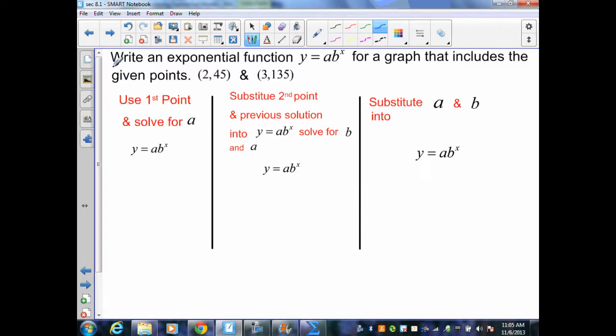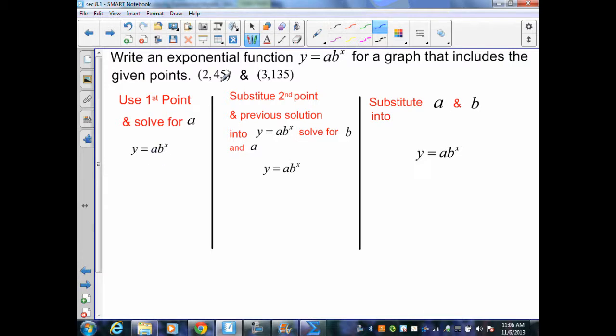In this example, I want to write an exponential function in the form of y equals a b to the x for a graph that includes the given points. Here I have (2, 45) and (3, 135). I've written the steps for the procedure to actually write this as y equals a b to the x. So let's begin. Our first thing to do is to use the first point, which is (2, 45), and solve for a using my exponential function.